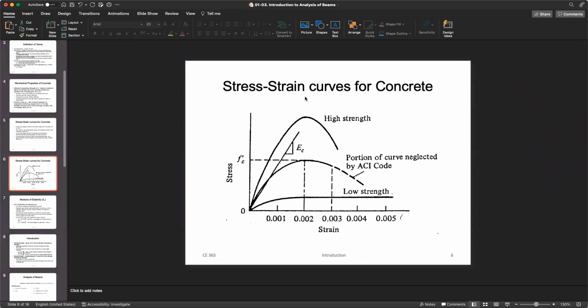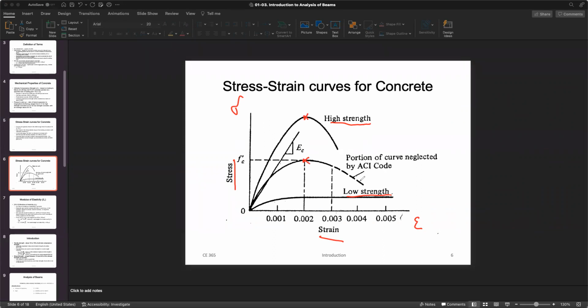Let's look at the graph. What we are seeing here is a sigma, or stress, versus strain graph. There are different types of concrete: high strain concrete, normal strain concrete, which is the middle one, and low strain concrete. As you can see, their F prime C is different. The F prime C of this one is here, for this one is here.